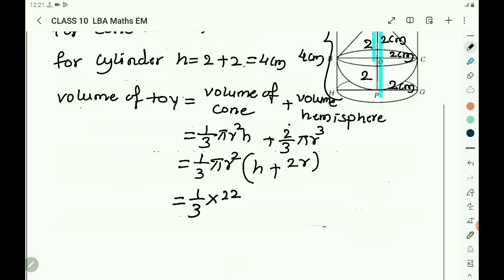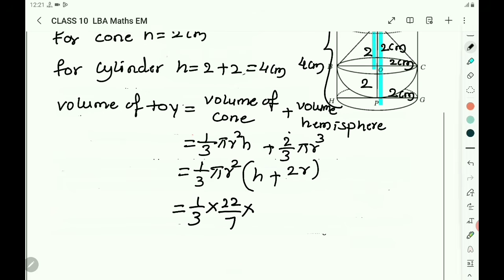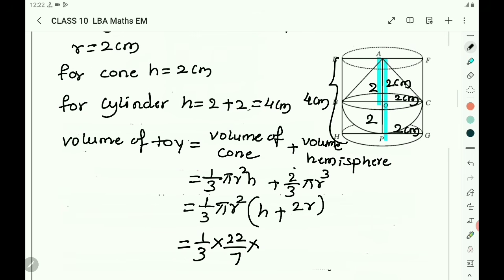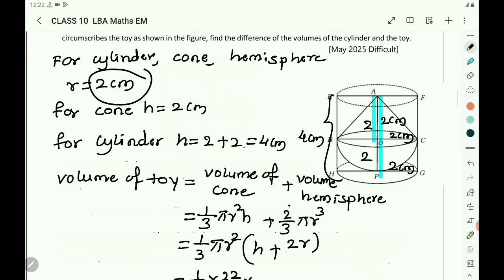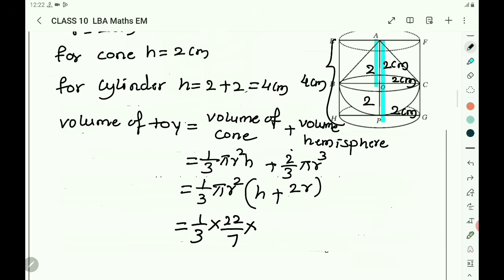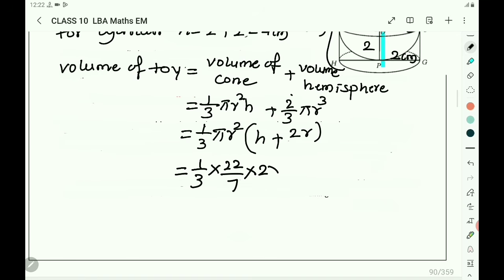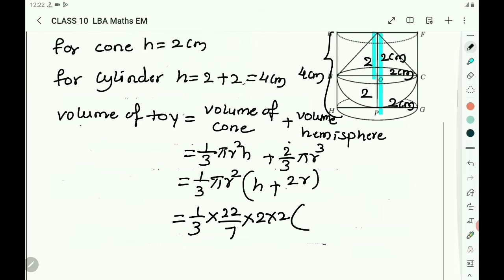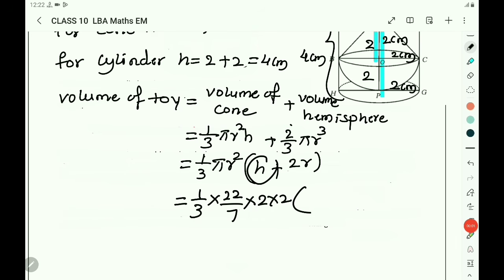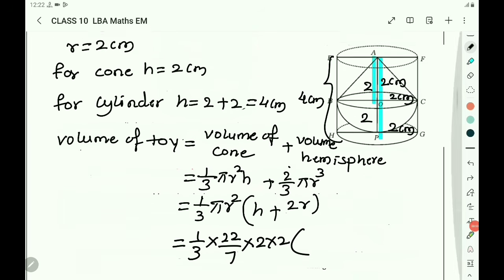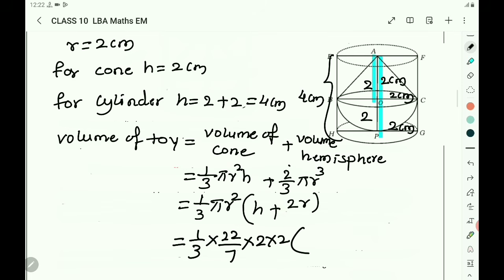Pi value is 22 by 7. R value is 2 centimeter. Right? 2 into 2. Then H is the height of the cone. Height of the cone is, let us consider it as H1. H1 is equals to what? 2 centimeter.